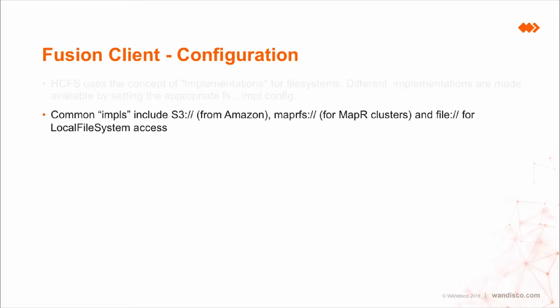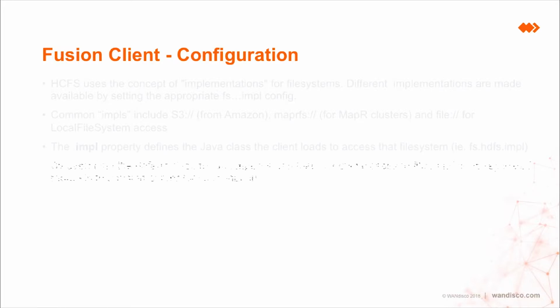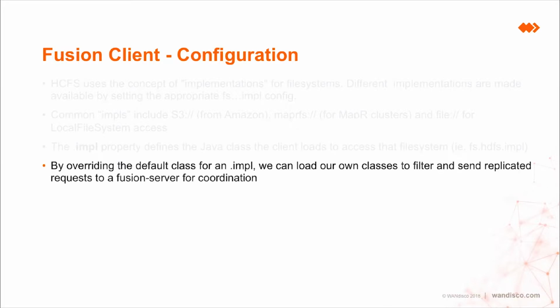Common impls include S3 for Amazon, MapRFS for MapR clusters, and file for local file system access. The impl property defines the Java class the client loads to access that file system. For example, fs.hdfs.impl. By overriding the default class for an impl, we can load our classes to filter and send replicated requests to a Fusion server for coordination.